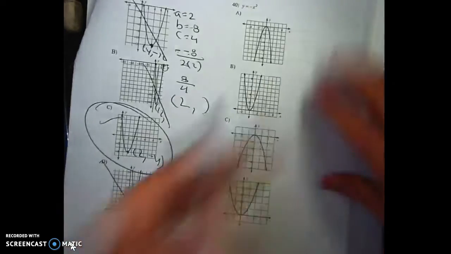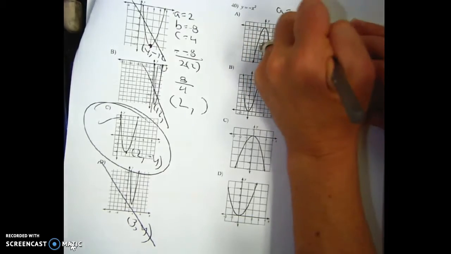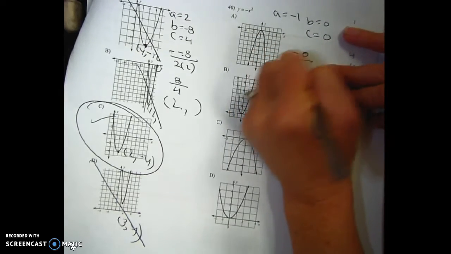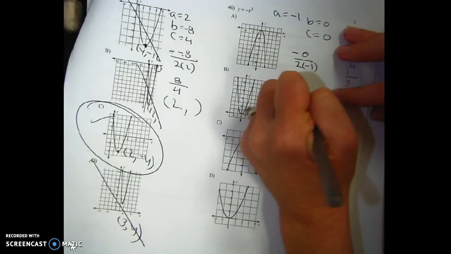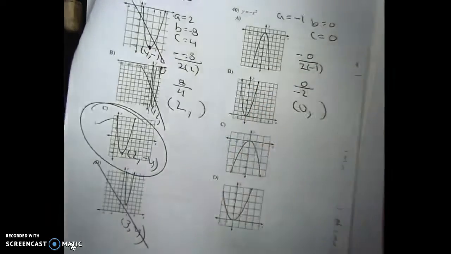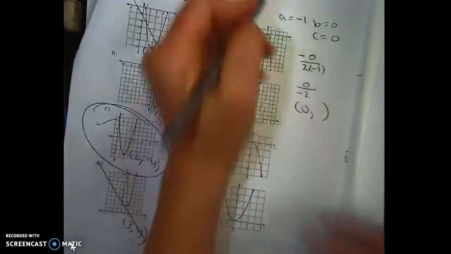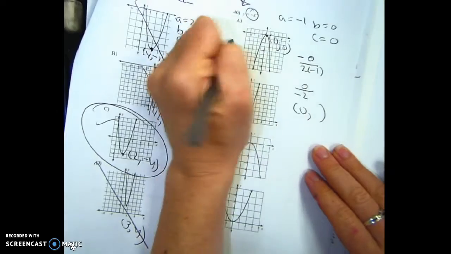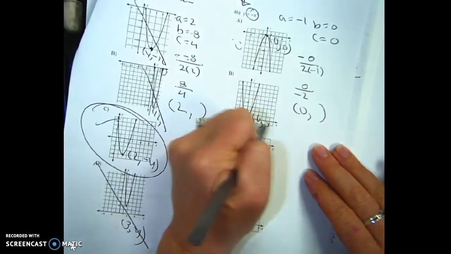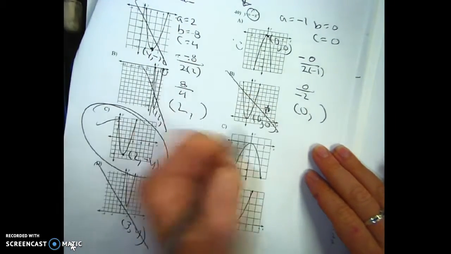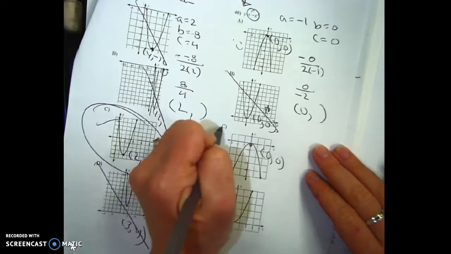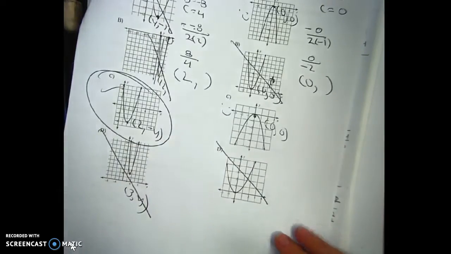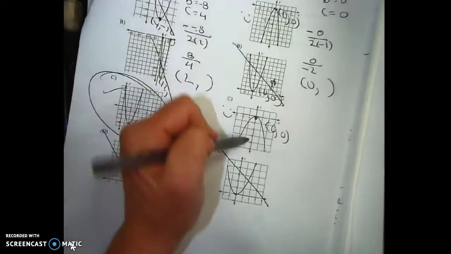Next one, okay? A is negative 1, B is 0, C is 0. Negative B over 2 times A is 0 over negative 2, which is 0. Okay? Also, I know this thing is going down. So this is 0, 0 down, possibility. This is 0, 0 up, so it's out. This is 0, 0 down, so that's a possibility. And this is 0, 0 up. So now I know the answer is either A or B.